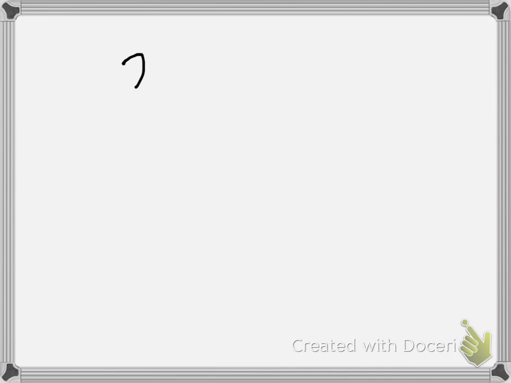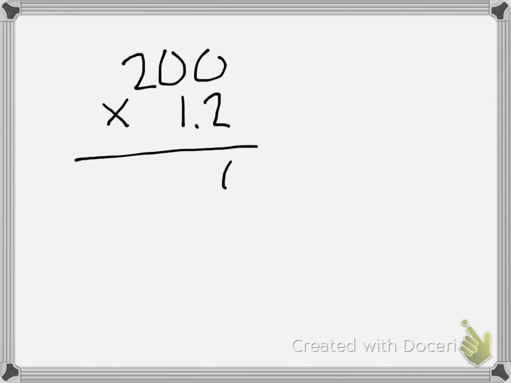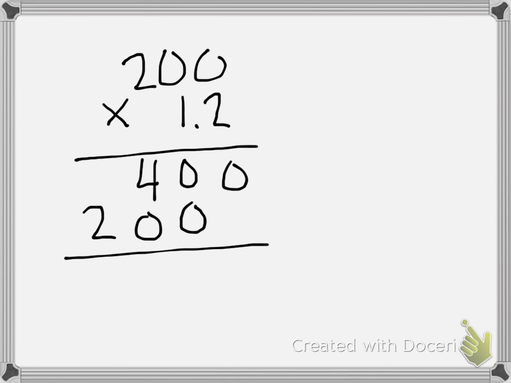I have 200 times 1.2. 2 times 0 is 0. 2 times 0 is 0. 2 times 2 is 4. 1 times 0 is 0. 1 times 0 is 0. 1 times 2 is 2. Add them all up.